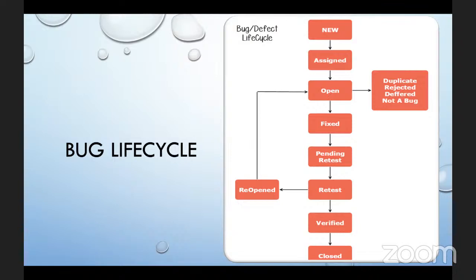And sometimes, also at the very initial stage, when we say new, assign, open, as you can see the arrow pointing to the right side, we can say this is a duplicate.